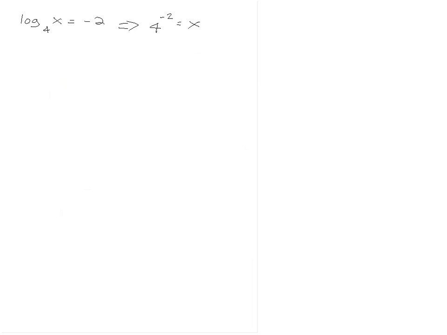So 1/4 squared equals x. So x is 1/16. Didn't know how to solve it there. Changed it to the exponential form, and we solved it. When in doubt, switch it out.